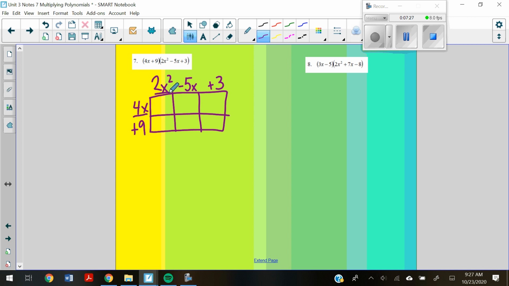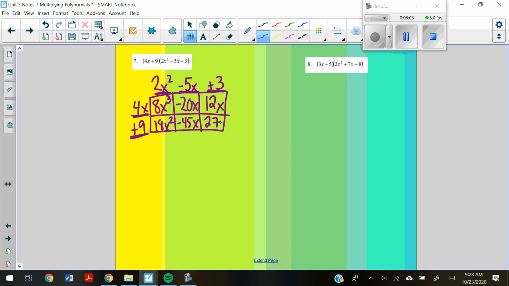4x times 2x squared, I get 8x to the third. 4x times negative 5x, I have a negative 20x squared. It's really important that you're watching your positives and negatives here. And 4x times 3, I get a 12x. All right, now I'm going to start with the bottom row. 9 times 2x squared gives me 18x squared. 9 times negative 5x, I get a negative 45x. And 9 times 3, I get a 27. If you don't have that all written down, go ahead and pause it.